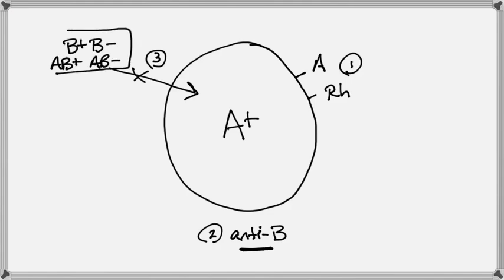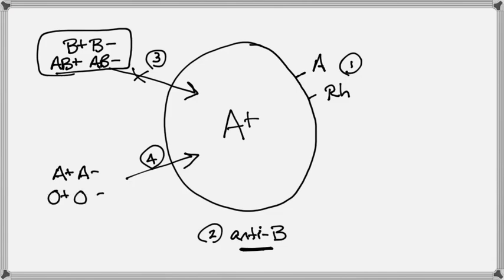These 4 blood types would not be allowed because if they were to enter into a person with A positive blood, it would cause an agglutination reaction. Question number 4, inward arrow. What can they receive? Well, they can receive the other blood types. So a person with A positive blood can receive A positive and A negative. They can also receive O positive and O negative. So these are the 4 blood types that this individual could safely receive.